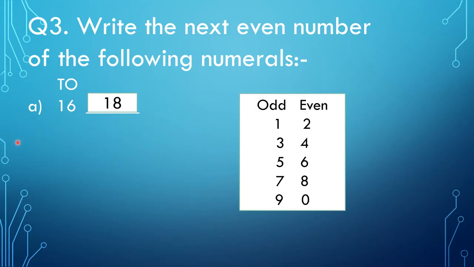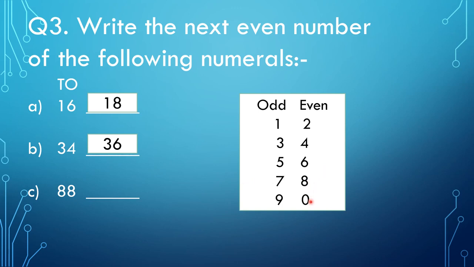Okay. Now in B part, it is given 3, 4, 34. Now see, 4 is at ones place. This is even number. So 4 के बाद next even number is 6. So 34 के बाद 36. Okay. Now in C part, 8, 8, 88. Now 88. 8 के बाद देखिए हमारे पास even number क्या आ रहा है? 0. So what we will do in this? 88 के बाद क्या आता है? 89. So we will leave 89 and after that 90. So we will write 90 here.